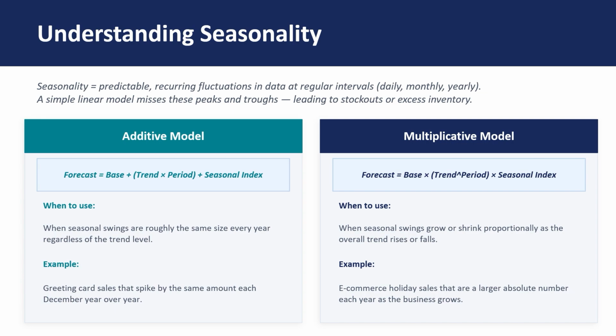The multiplicative model uses multiplication instead of addition. This is the right choice when seasonal swings grow proportionally as the overall trend grows. A fast-growing e-commerce business, for example, might have holiday sales that are not just big in absolute terms each year, but proportionally bigger, a larger fraction of annual revenue.